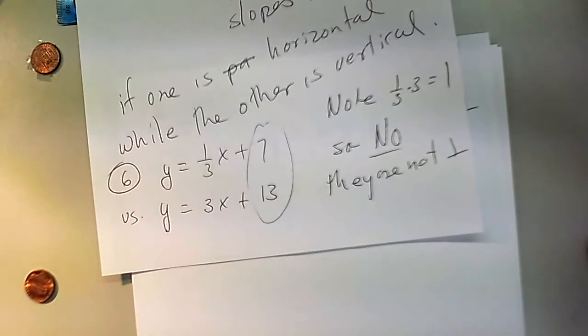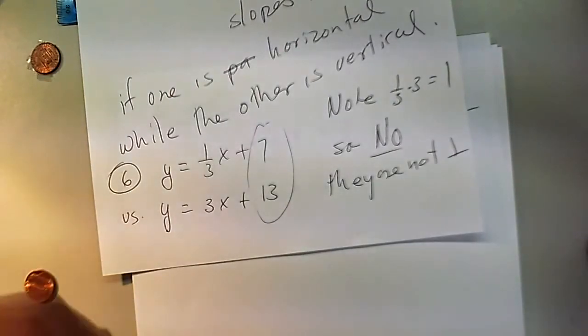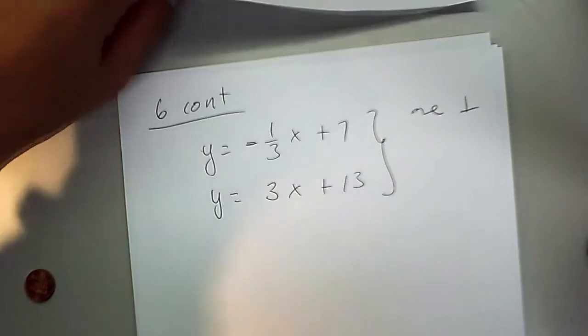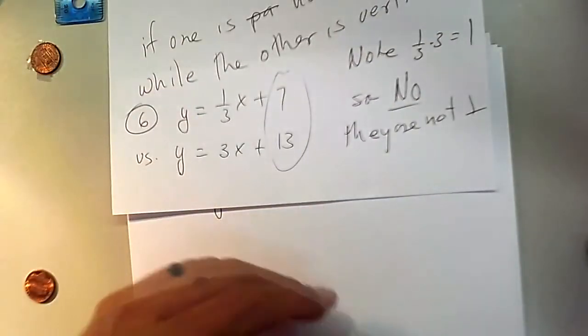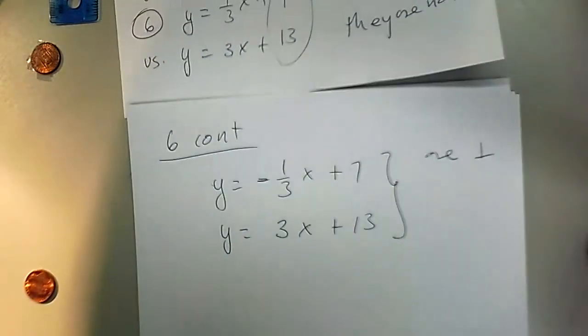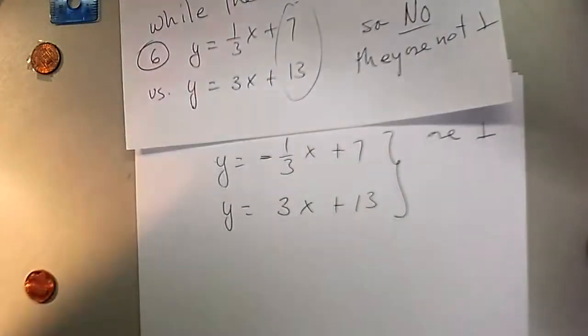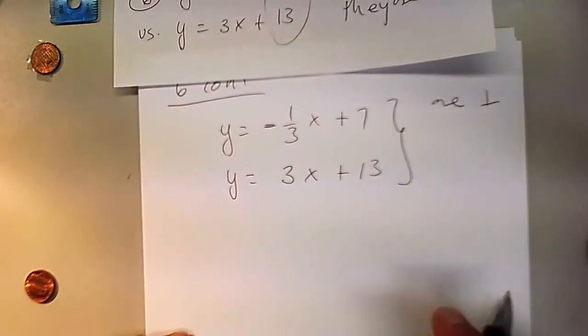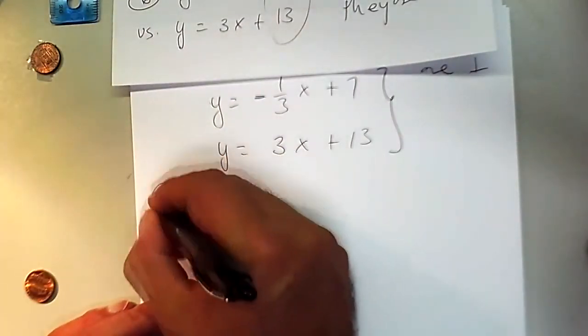Oftentimes we're not going to be asked to fix anything. We're just going to say, no, they're not perpendicular. And there's no such thing in this kind of definition as close to perpendicular. If we ask a strict question, are those two lines perpendicular? The answer is no.